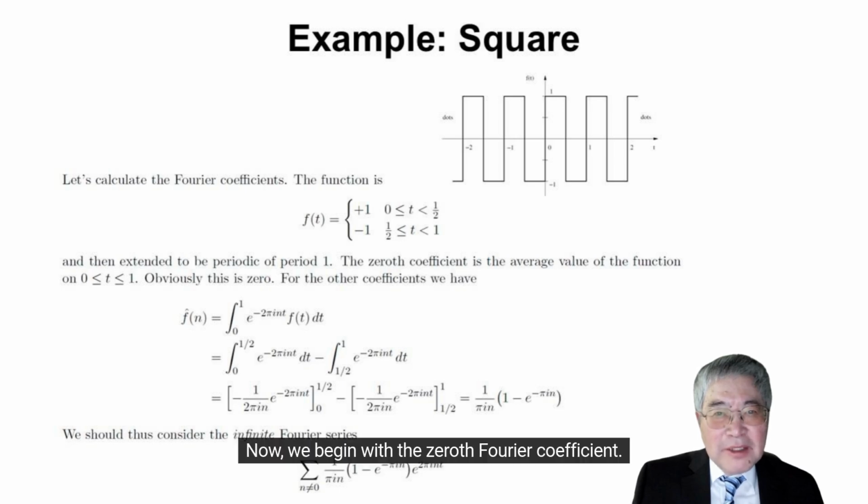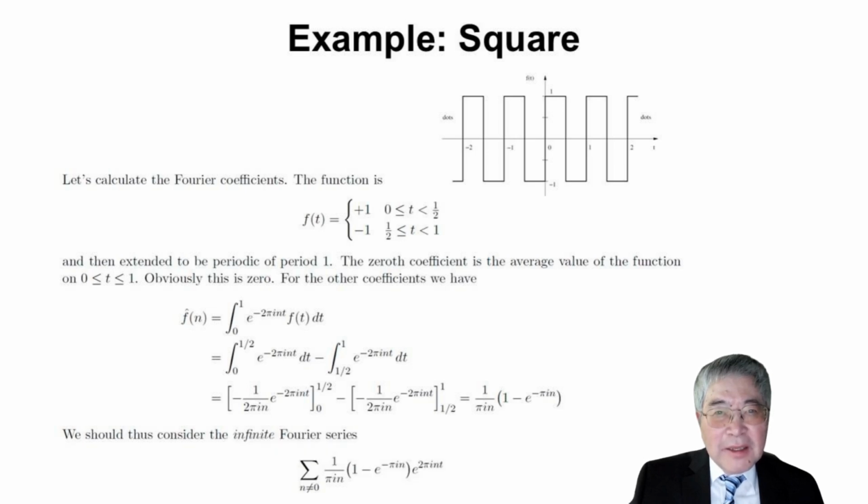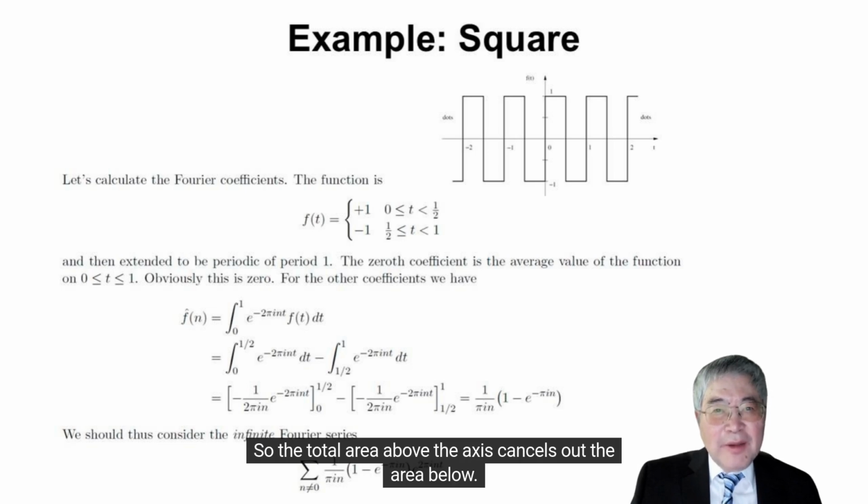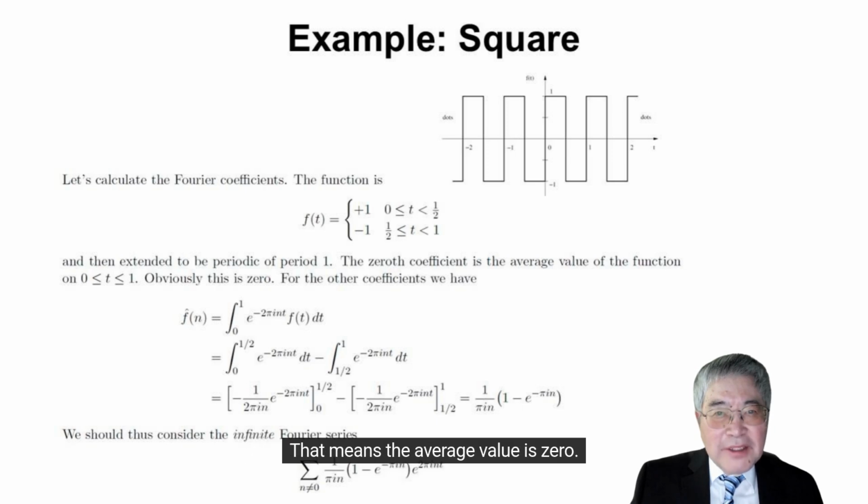Now we begin with the 0th Fourier coefficient. This represents the average value of the function over one period. But notice, for every positive bump, there's a negative one of equal size. So the total area above the axis cancels out the area below. That means the average value is 0. So the 0th term disappears.